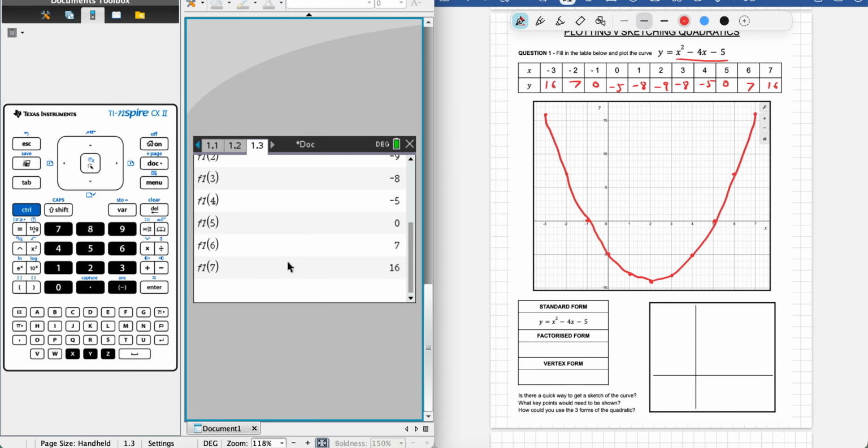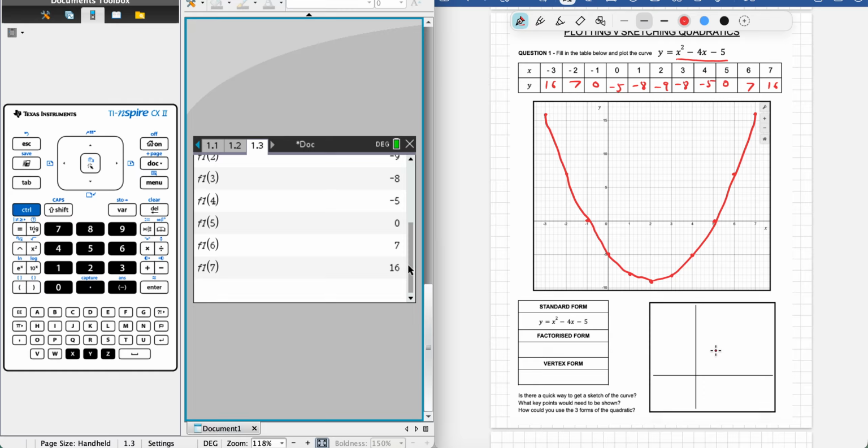So I can quickly and easily calculate all these values. That's how I have all of these values here, and I've filled out this table previously. So I have that graphed. I've got all those points plotted out.